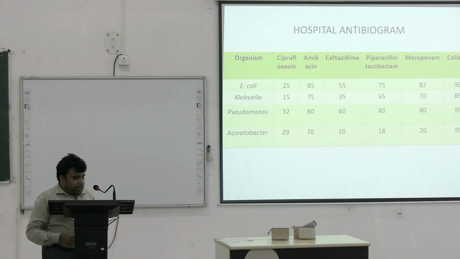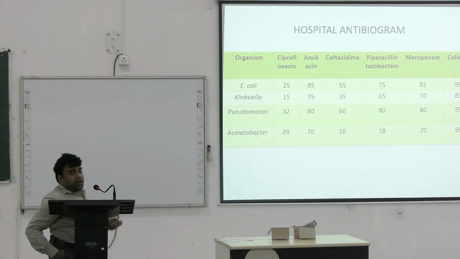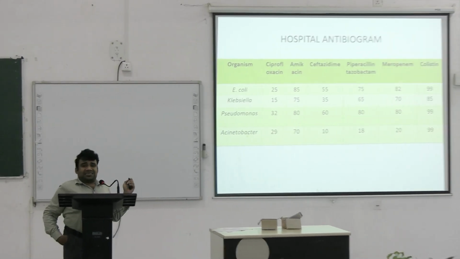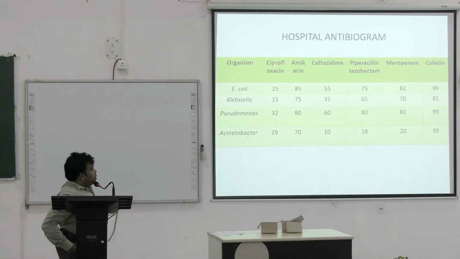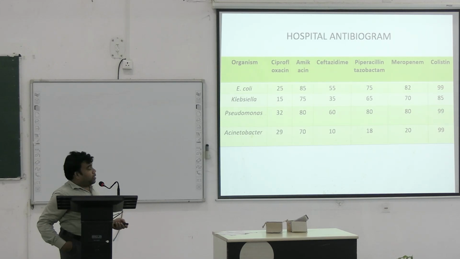This is an example of a hospital antibiogram. Look over here. For example, the E. coli that is obtained from urinary tract infection has been tested on at least 20 isolates. The result of the 20 isolates, as we can see over here, shows almost 100% susceptibility for colistin. But that is a reserve drug that we cannot use. What we can use, if we see, some drugs like meropenem have 82% effectivity. Some have 85%, like amikacin. While some, like ciprofloxacin, have very poor efficacy.